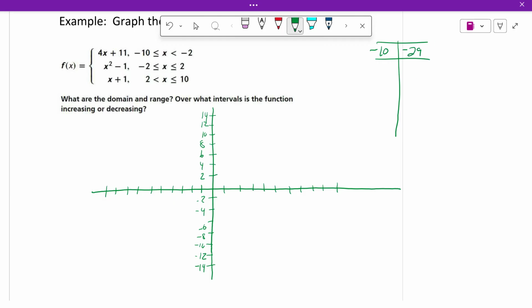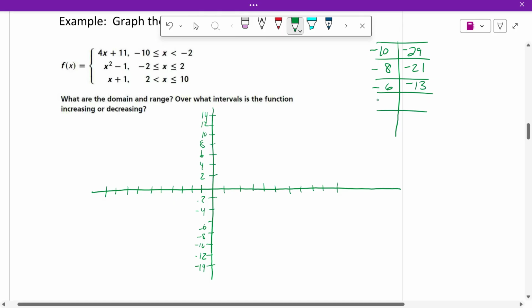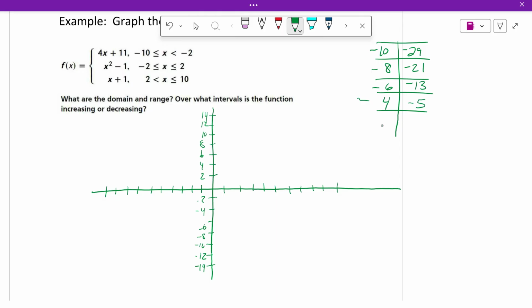-29. So it's way down there somewhere. -8, let's put in there then. That's negative 32 plus 11, which is negative 21. If we go negative 6, we're at negative 24 plus 11 is negative 13, right? Negative 4 gives us negative 16 plus 11 is negative 5.